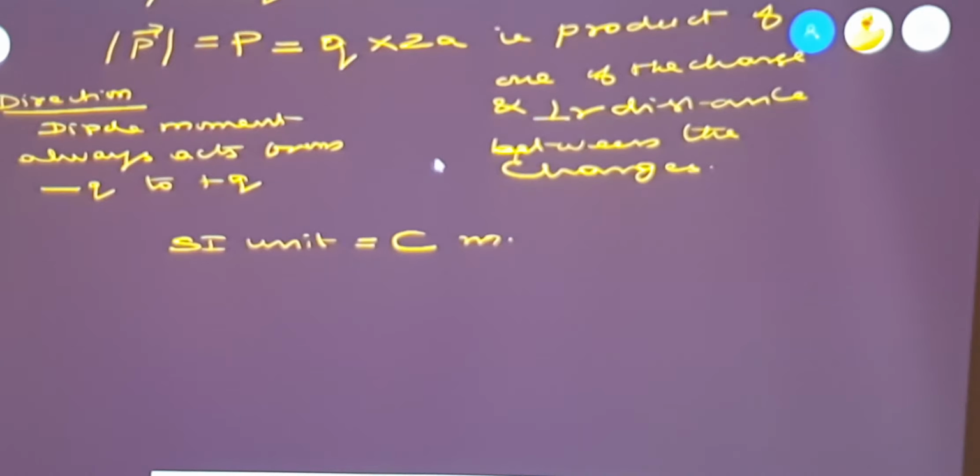Okay, if you are having two charges, let us consider a special case. What is that special case?